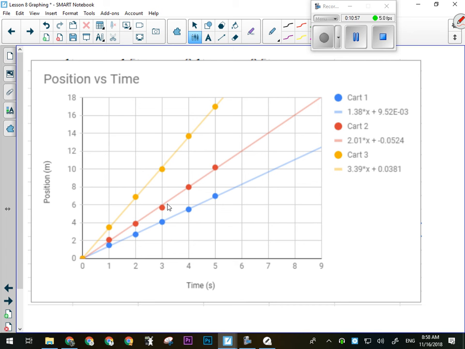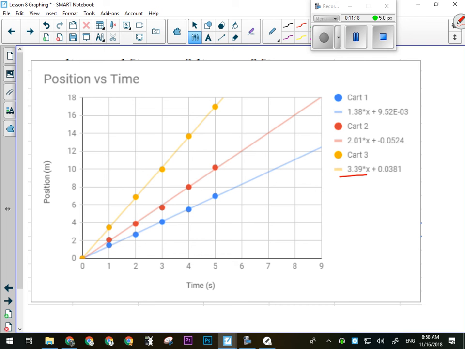Not acceleration, but close. Speed. Yeah, they represent speed or velocity, because it's just a straight line. They represent the velocity of the object here. And obviously cart 3 was the fastest, so it has the greatest slope. What are the units for that slope?